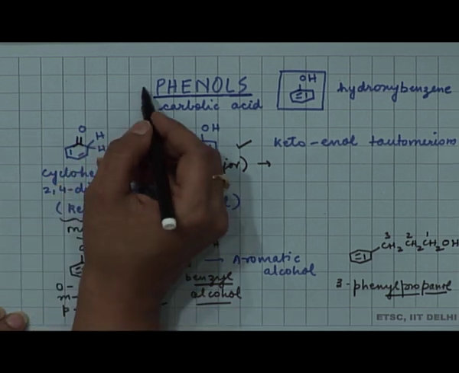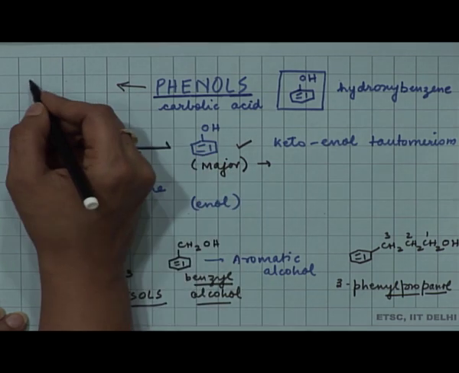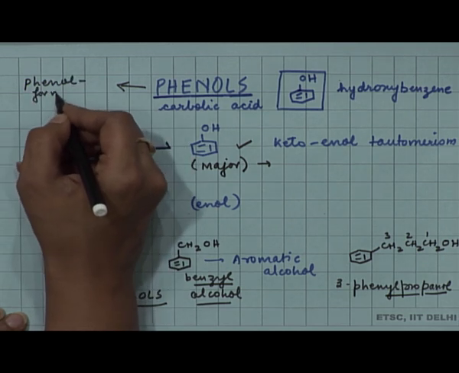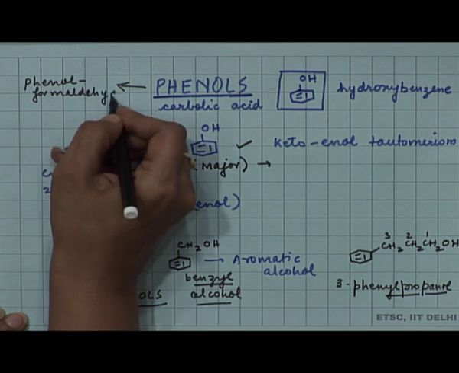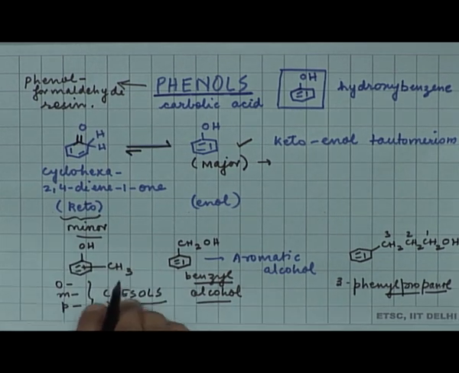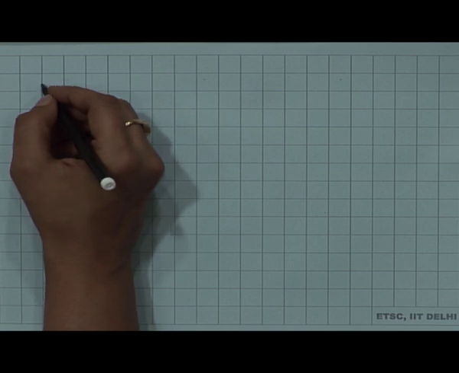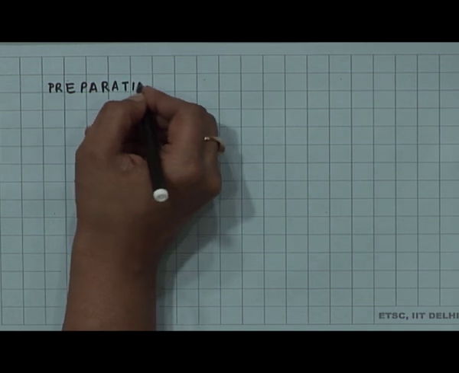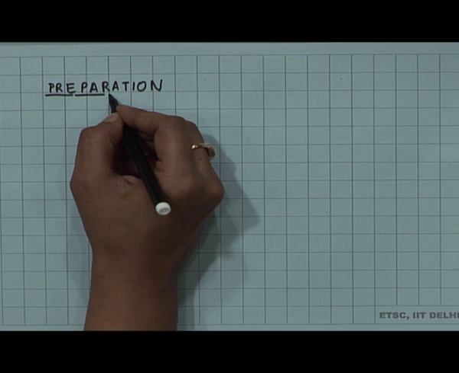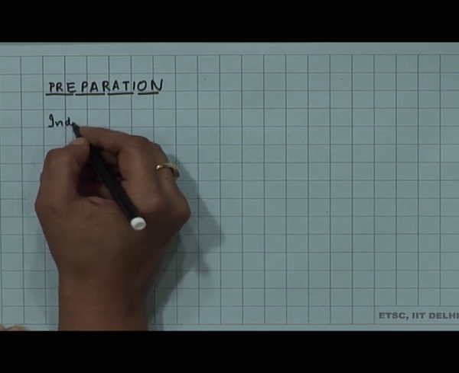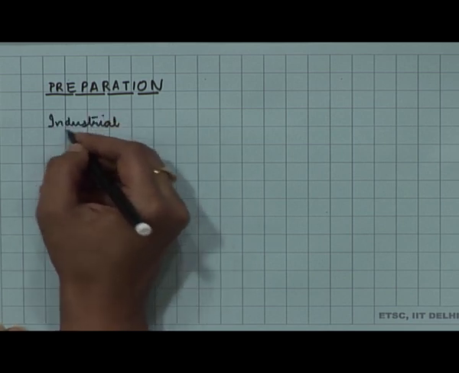The most important application of phenols is found in the phenol formaldehyde resins. Phenols are important precursors to these polymers, and that is where they find their principal use. Let us see some of the methods of preparation of these molecules. The preparation of phenols can be carried out on an industrial scale and at lab scale. Let us see some of the methods for the industrial preparation of phenols.